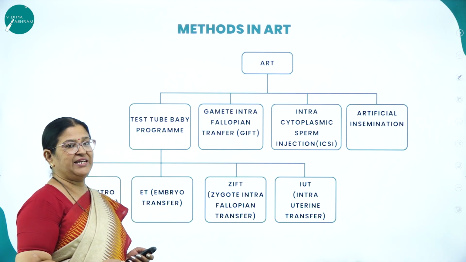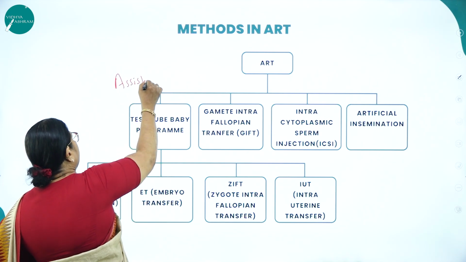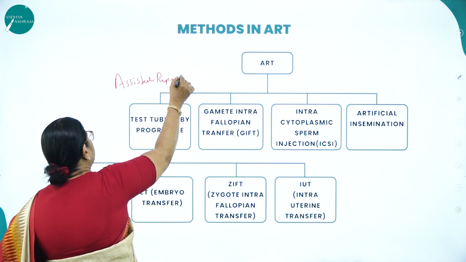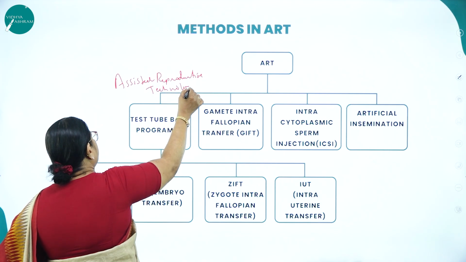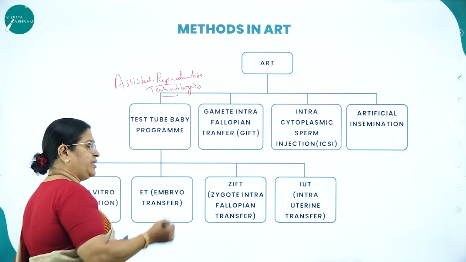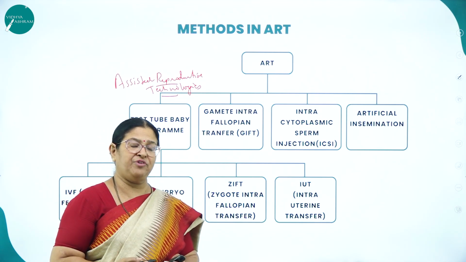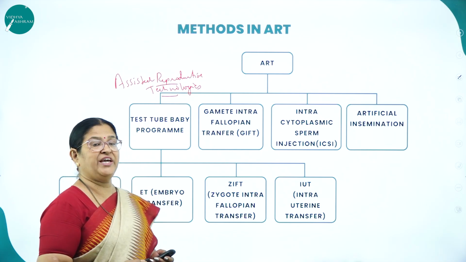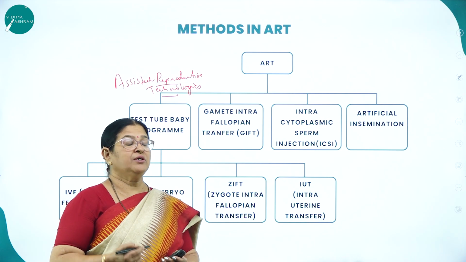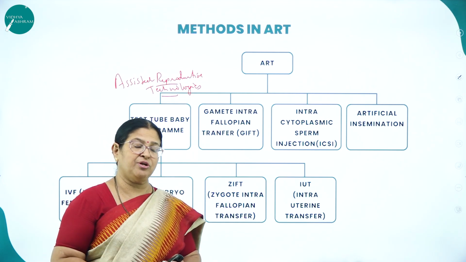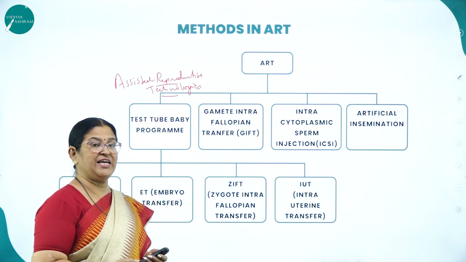Moving on to methods in ART. What do you mean by ART? Assisted Reproductive Technologies. As we know, many couples who do not have children or who have issues can take the help of ARTs. Even the couples who are not able to produce children by natural method can go for these particular methods called ART. What is ART?